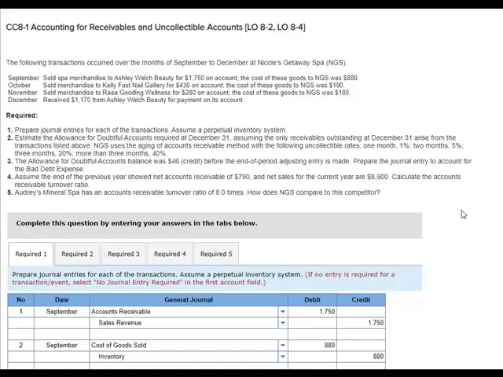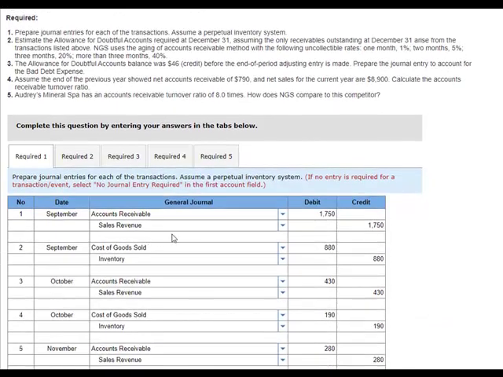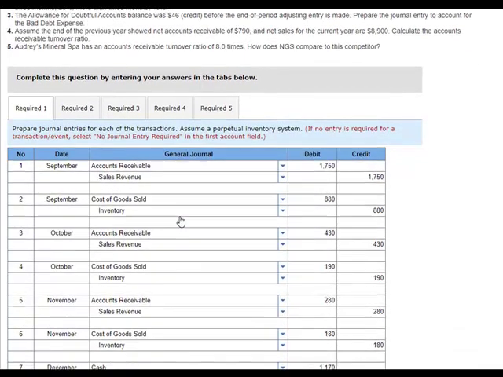So here in question 6, first thing we're asked to do is make a bunch of journal entries. And so this will be a good review of the journal entries that you learned in chapter 6, which will be on the exam. And so the company made a number of sales in September, October, and November.